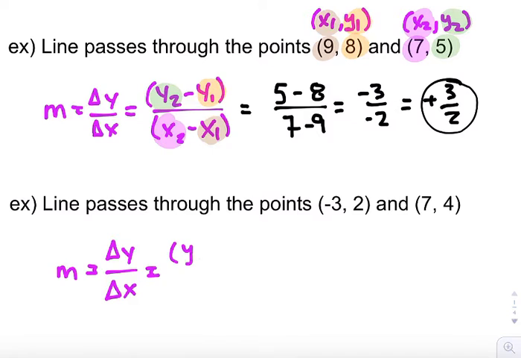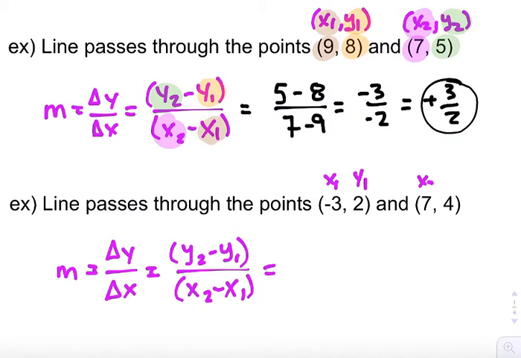So this will be, let's see, y2 minus y1 over x2 minus x1. So I'll label this really quick. That'll be x1, that'll be y1, that'll be x2, that'll be y2. So this is kind of like our first point. This is like our second point.